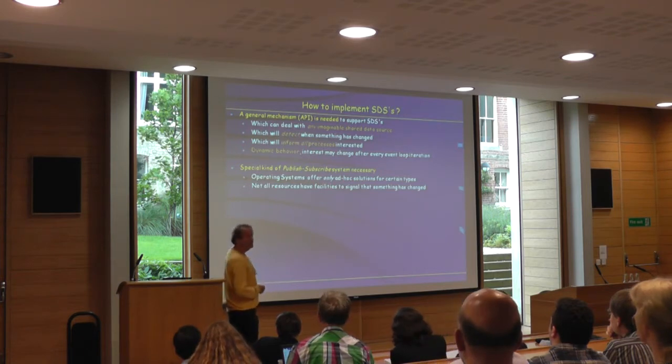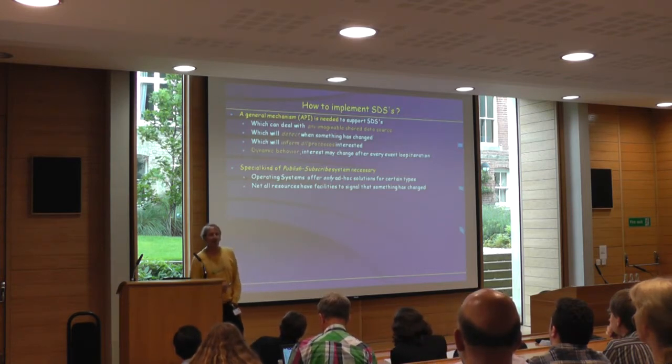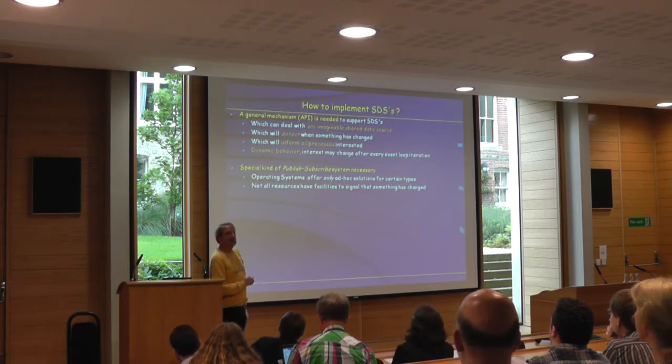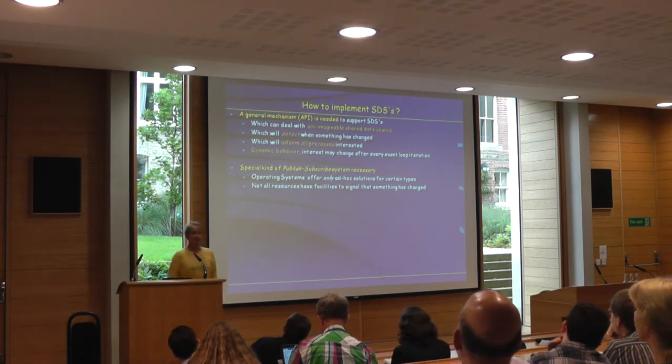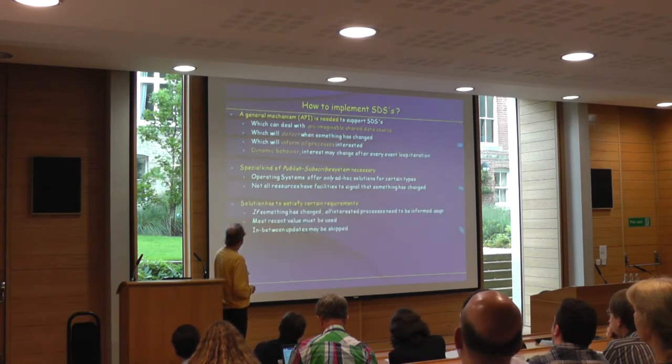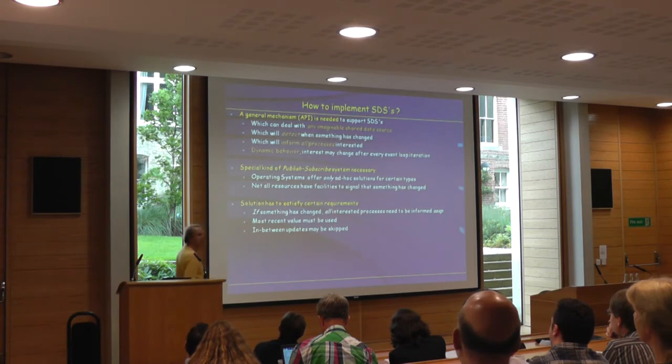So there is some support for certain types, but there's not support for all types, and they all work differently, and we want to have one API to deal with this kind of thing. Also, some resources don't have any history at all, so we also need to be able to deal with that.